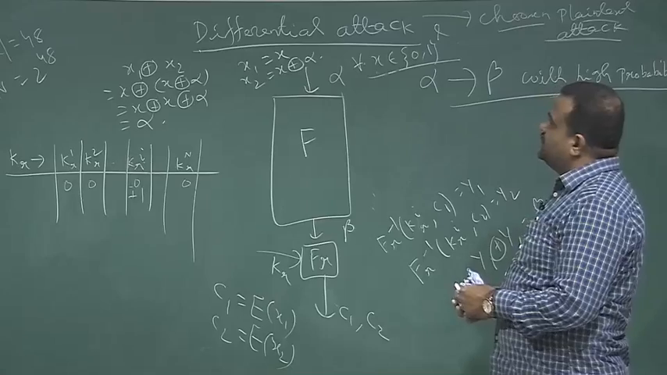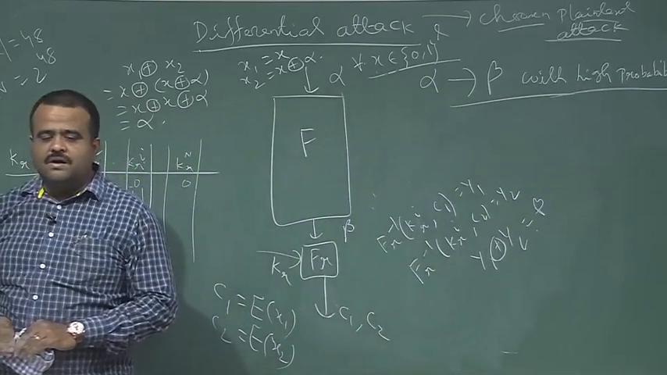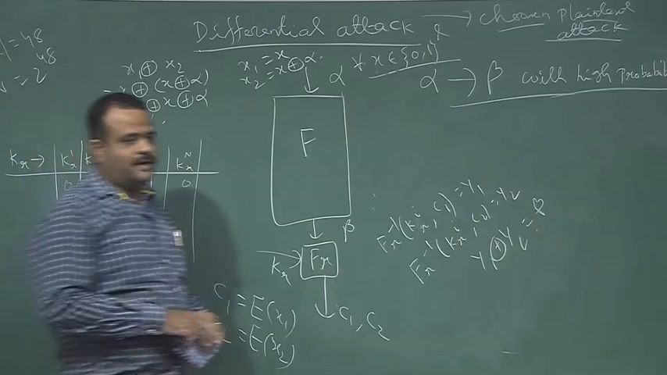Now, is this attack clear? This is the differential attack. Now, the question is how we can find such alpha and beta.